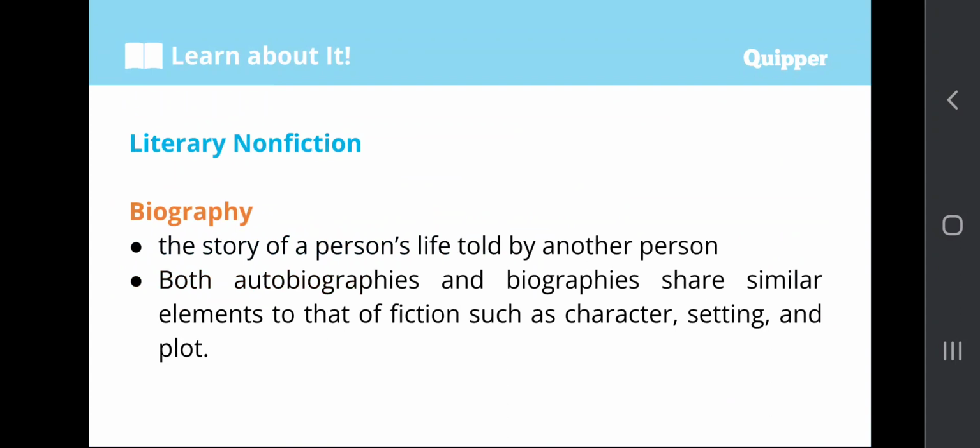Let's deepen this context. Both autobiographies and biographies share similar elements to that of fiction, such as character, setting, and plot. However, remember that the key words that we need to remember is that in literary nonfiction, these events, these characters, the setting, and the plot happened in real time. Nahitabo gid siya, not stemming from the imagination of the author.